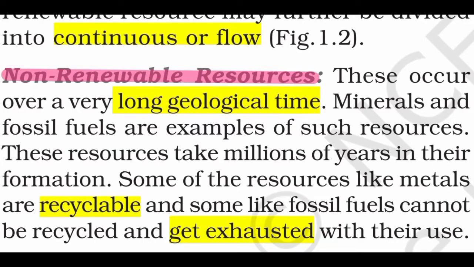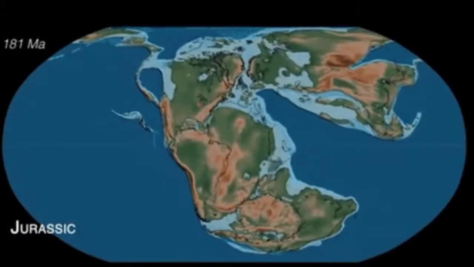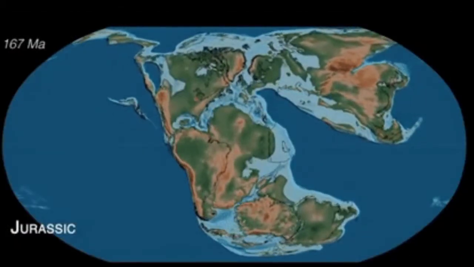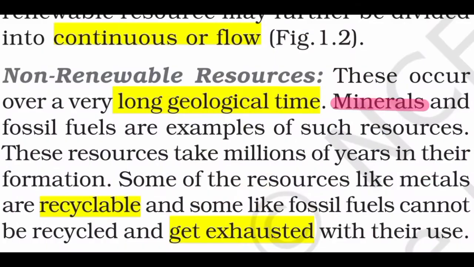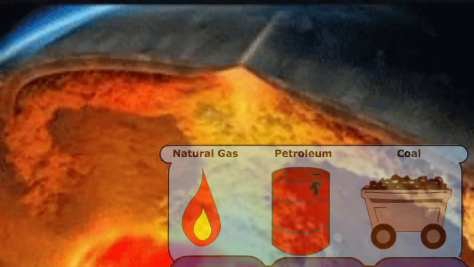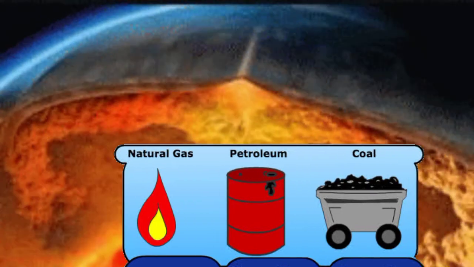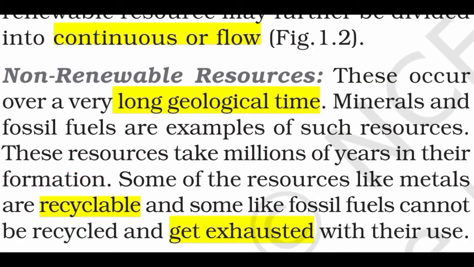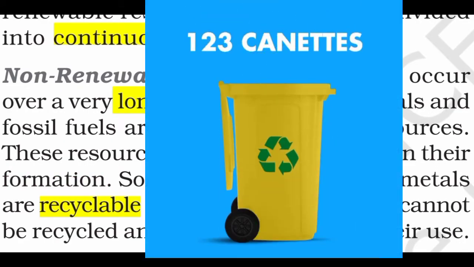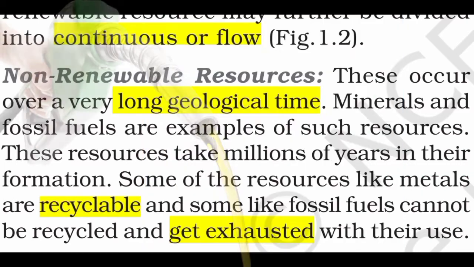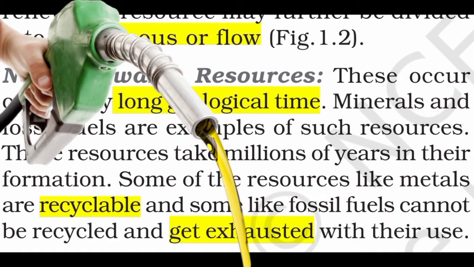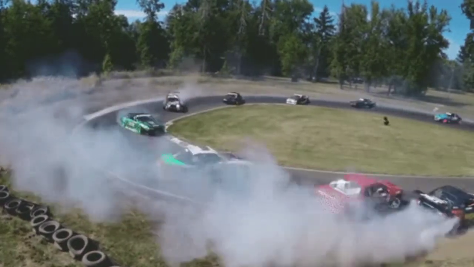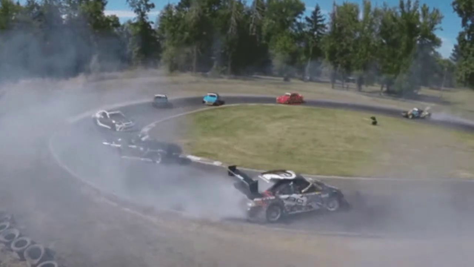Non-renewable resources. These occur over a very long geological time. Minerals and fossil fuels are examples of such resources. These resources take millions of years in their formation. Some of the resources, like metals, are recyclable, and some, like fossil fuel, cannot be recycled and get exhausted with their use.